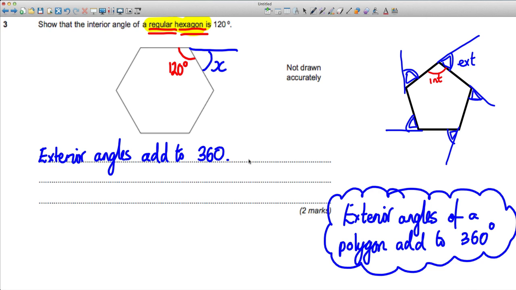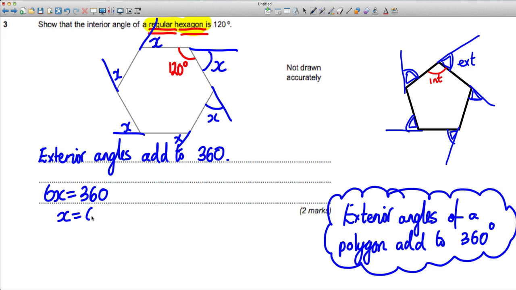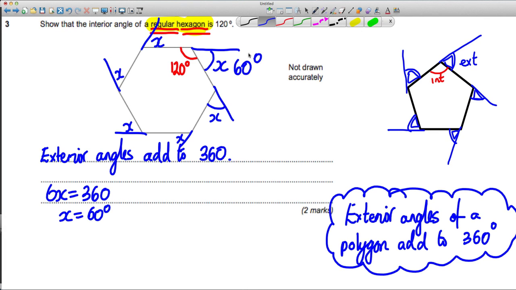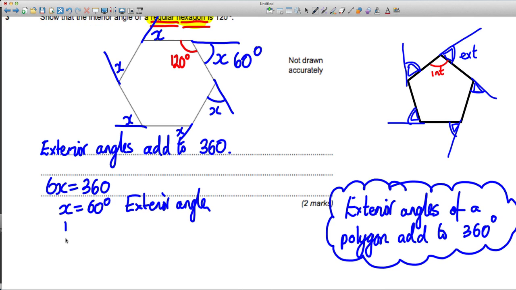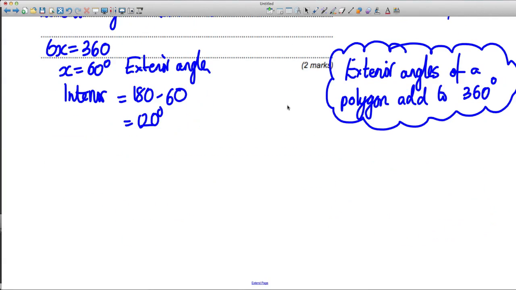So we might call that x, and there would be 6 of these exterior angles. One there, one there, one there, one there, one there, and one there. So therefore 6x must add up to 360. So x must be equal to 60 degrees. So if this angle here is 60 degrees, well clearly if you label that as an exterior angle, therefore the interior must be 180 subtract 60, which is 120 degrees, because clearly the interior and exterior lie in a straight line, so they add up to 180. And that is one way of answering this question here.